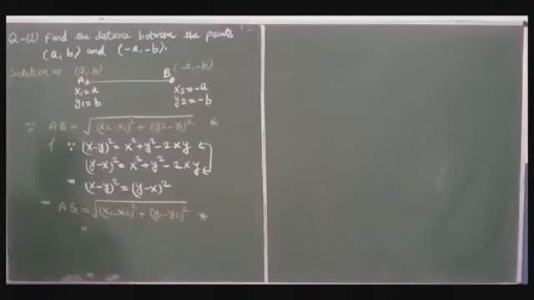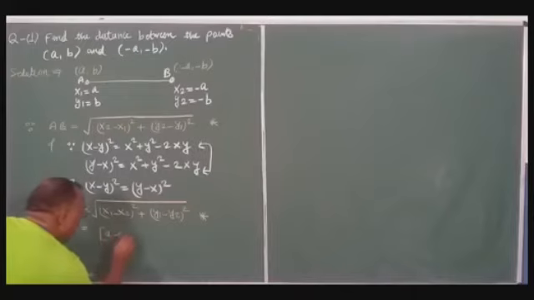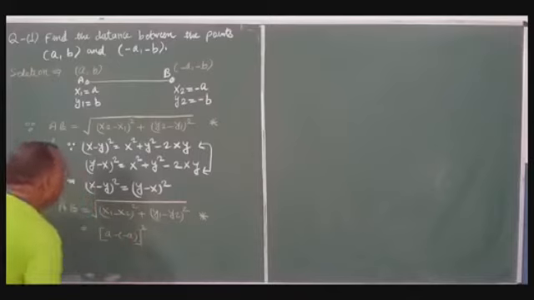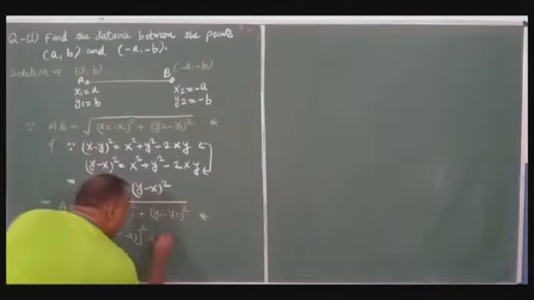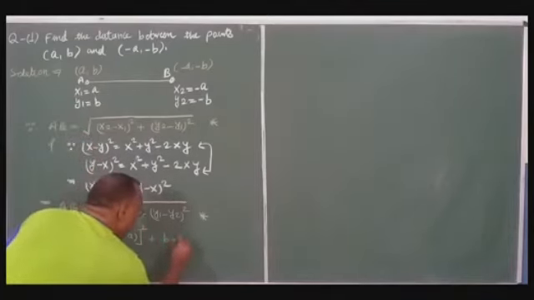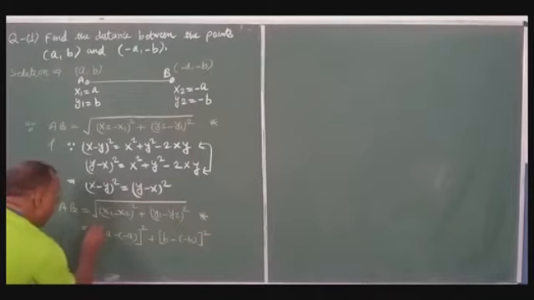x1 minus x2. What is your x1? A. This is A. You can write this. A minus, this is okay. By x1 minus x2, A minus minus A whole square plus B minus minus B whole square, and its square root.